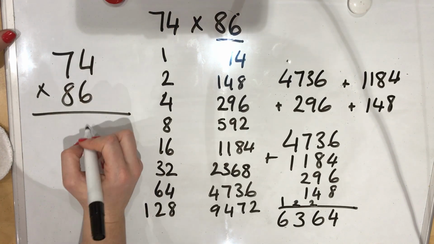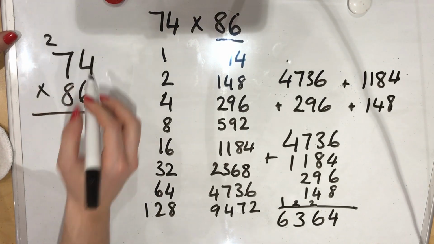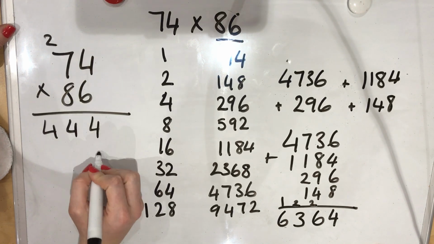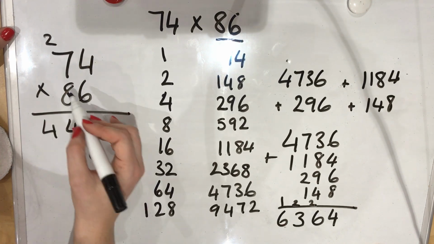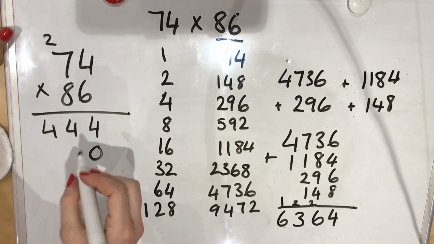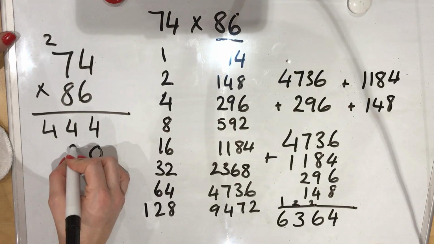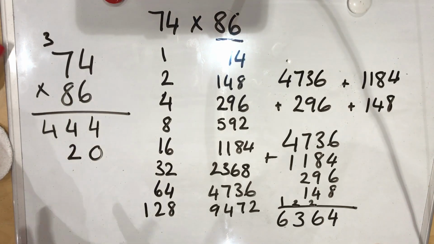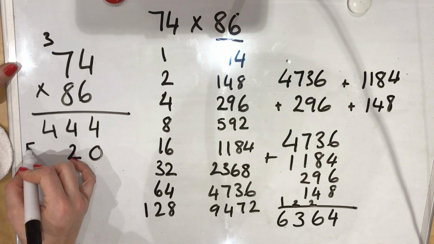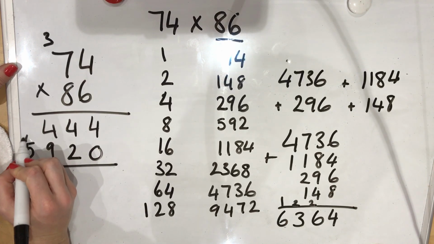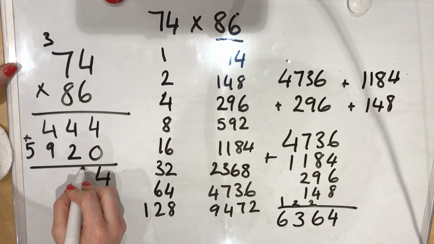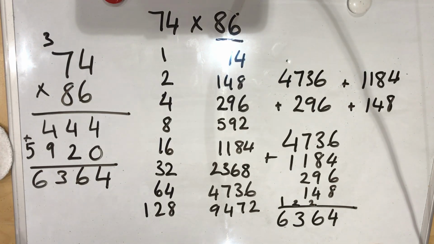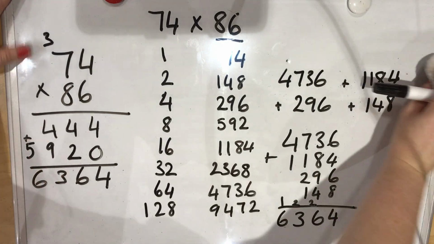6 multiplied by 4 is going to be 24. 6 multiplied by 7 is 42, plus 2 is 44. Put my 0 in because I'm now looking at the tens. 8 multiplied by 4 is 32. So I carry my 3. 8 multiplied by 7 is 56, plus 3 is 59. And add them together, that'll leave me with a 4, a 6, a 13, 6,364. So let's do another one.